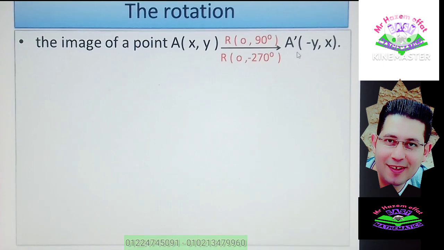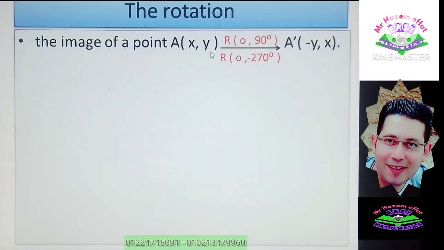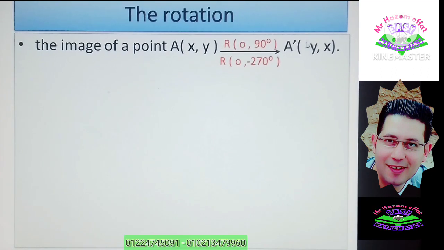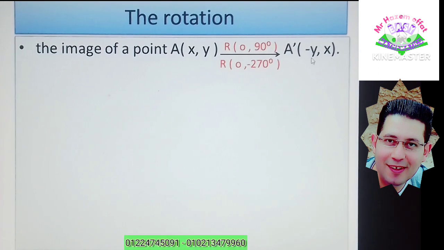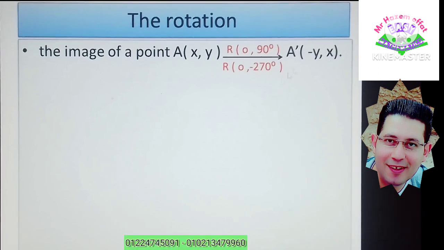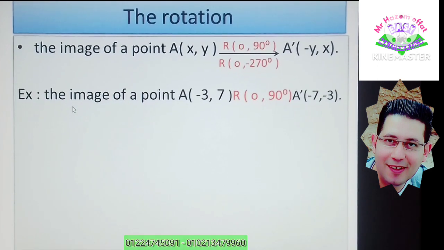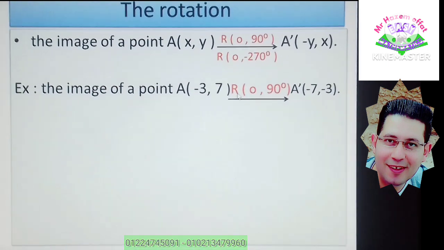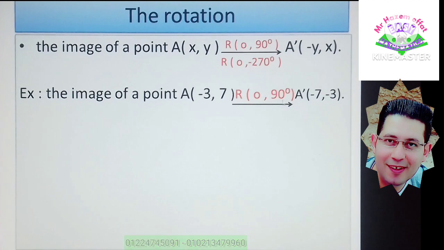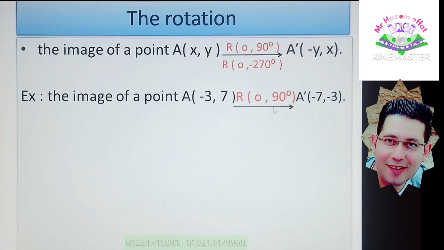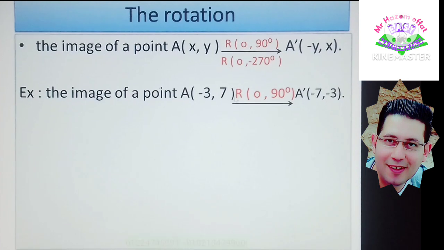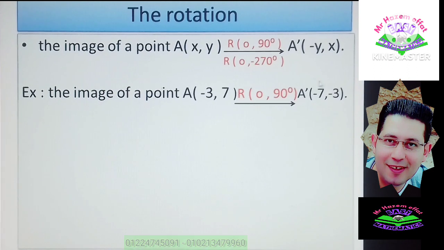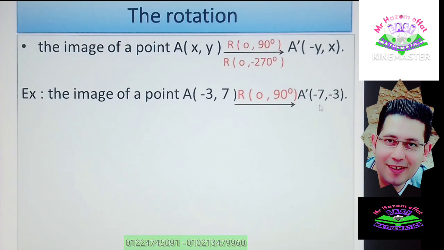How do we find the image A dash? In this case, we change the position of both X and Y like that, and change the sign of the first part to be negative Y, X. For example, if I'm asked to find the image of a point A(-3, 7) by rotation around the origin point with angle 90 degrees, what will it equal? Yes, we change both positions to be 7, negative 3, and don't forget to change the sign of 7 to be negative 7, negative 3.